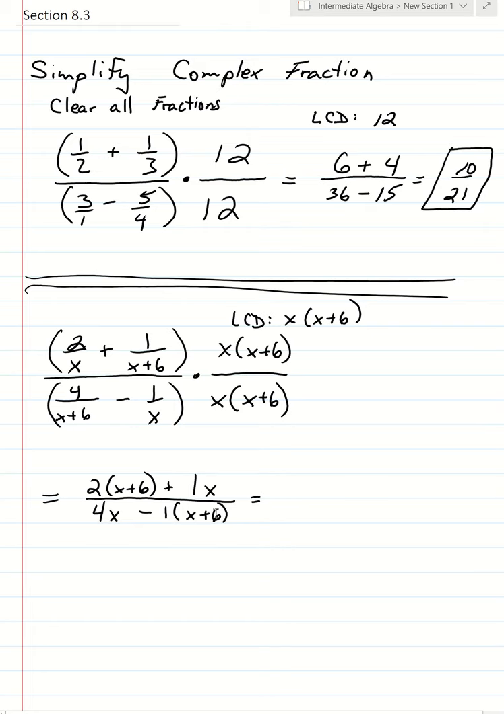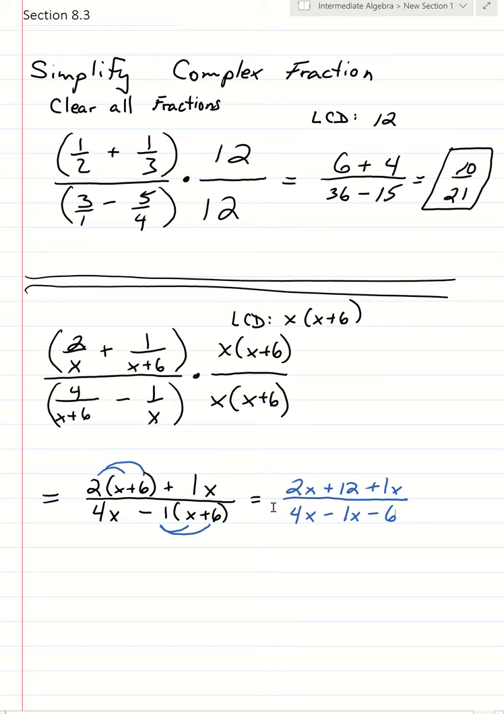In my numerator, I would want to distribute my 2. And when I do that, I get 2 times x, or 2x. 2 times the 6, we get a plus 12, plus the 1x. In the denominator, I would like to distribute this negative 1. When I do that, we have 4x minus the 1x minus the 6.